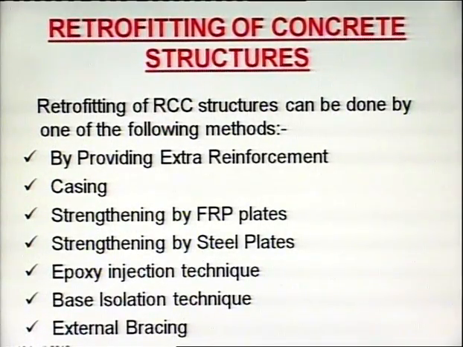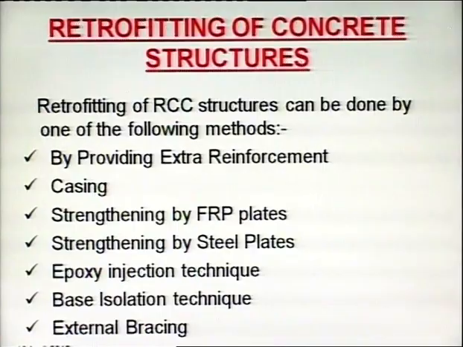I'm very near to the ending of this session, so just recalling or refreshing what we have studied in these techniques. Basically, I've discussed 7 techniques in the case of concrete structures. Retrofitting of RCC structures can be done by one of the following methods, which we have discussed one by one: by providing extra reinforcement, and by the process of casing, which I also call jacketing. Extra reinforcement we have seen in the beam part and the shear wall or foundation part, whereas casing or jacketing is applied to the column part, the vertical casing.